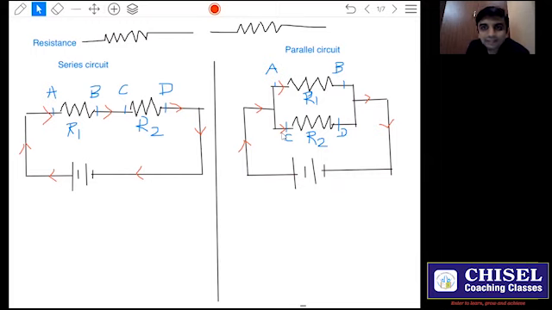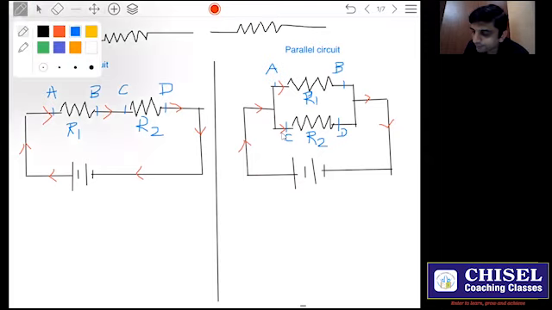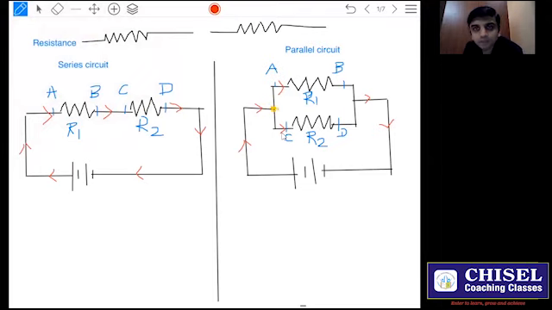Okay, now the second point that I wanted to bring up is, in your parallel circuit, if you observe at this particular junction, exactly at this point, the current is getting divided. What is happening is a very important point, that the current gets divided.